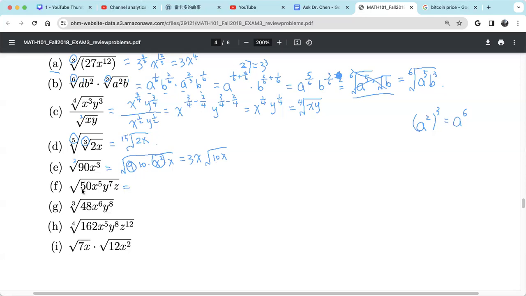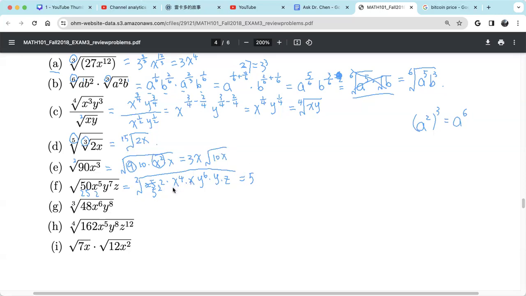50 is 25 times 2, right? 25 times 2. So let's rewrite it: 50, 25 times 2, times x raised to 4 times x, times y raised to 6 times y, times z. Right, so what I'm looking for is the multiples of 2 because the index is 2. For the 25, the square root of 25 is 5. Why? Because squaring and the square root cancel each other, so I have 5.